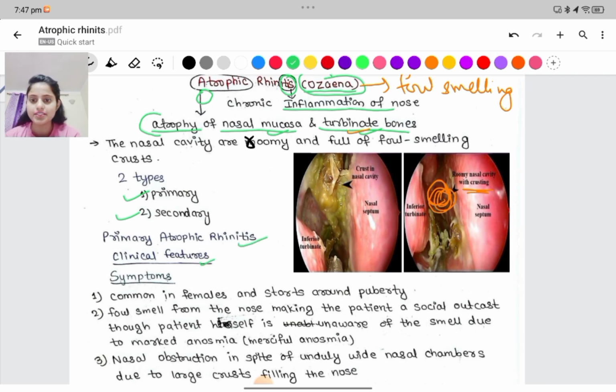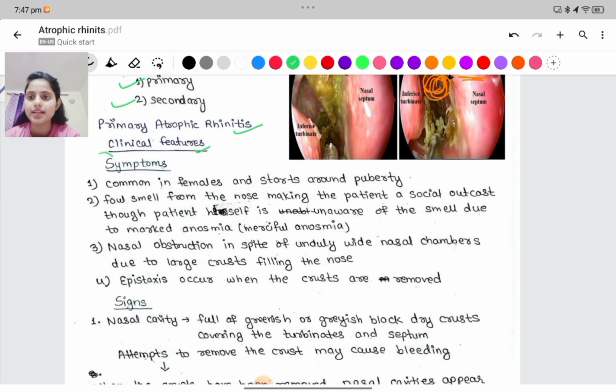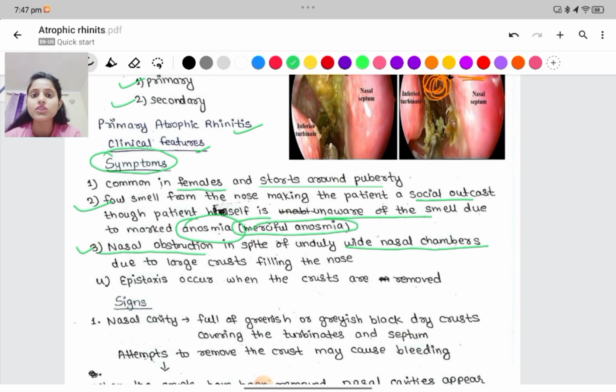Primary atrophic rhinitis. The clinical features. On symptoms, the patients of atrophic rhinitis are mainly females and it starts around puberty. The patient presents with foul smell from the nose, making the patient a social outcast, though the patient himself is unaware of the smell due to marked anosmia, merciful anosmia. In spite of the wide nasal chambers, the patient complains of nasal obstruction due to large crusts.